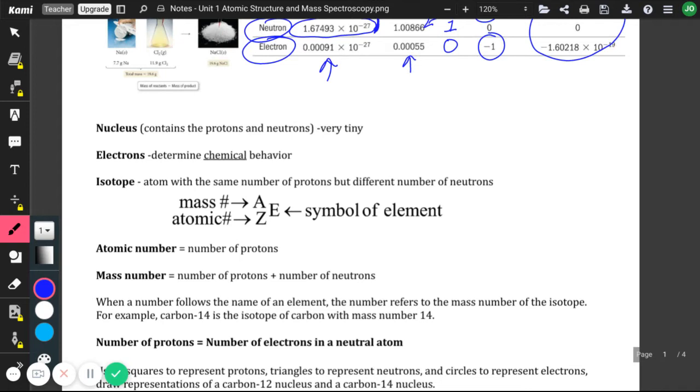Okay, next we've got electrons. Electrons determine the chemical behavior, so they're going to determine what that chemical reacts with. Okay, it's all based off of your electrons. The chemical behavior, be it toxic, non-toxic, be it reactive, non-reactive, whatever it is, that's based off of your electrons.